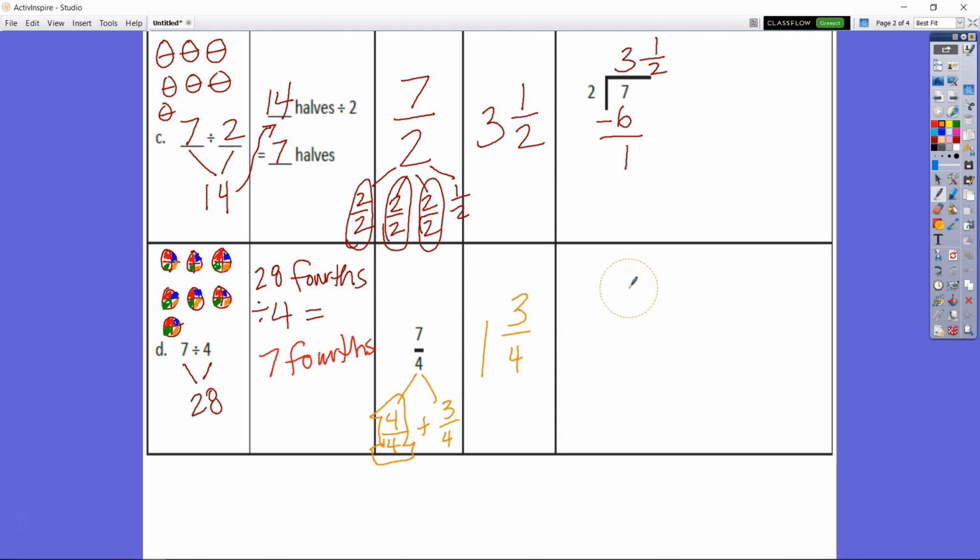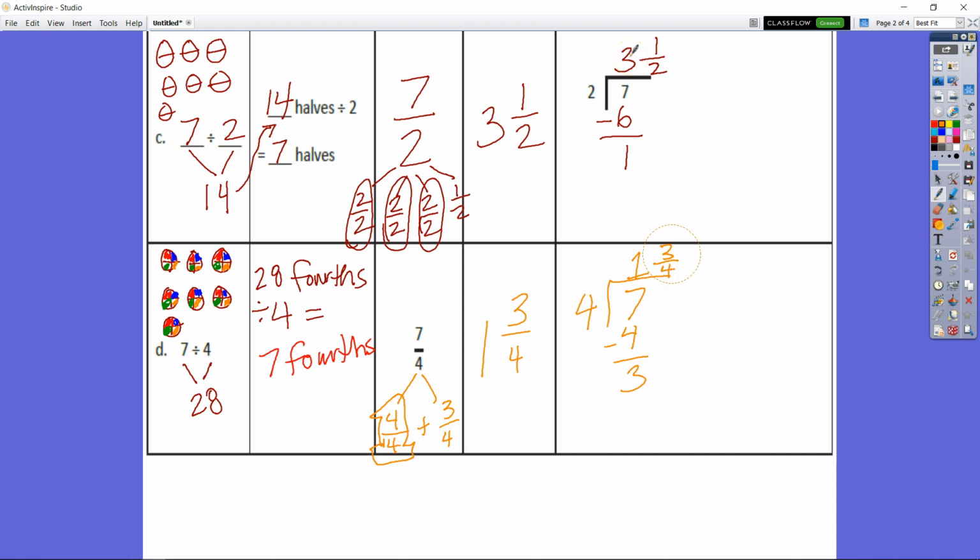Let's do the standard algorithm. 7 divided by 4. 4 goes into 7 one time. If we try to put 2, it would be 8. We don't have 8. We only have 7. So it's going to be 1. 1 times 4 is 4. 7 minus 4 is 3. So we have 1 and 3. 3 what? 3 fourths.